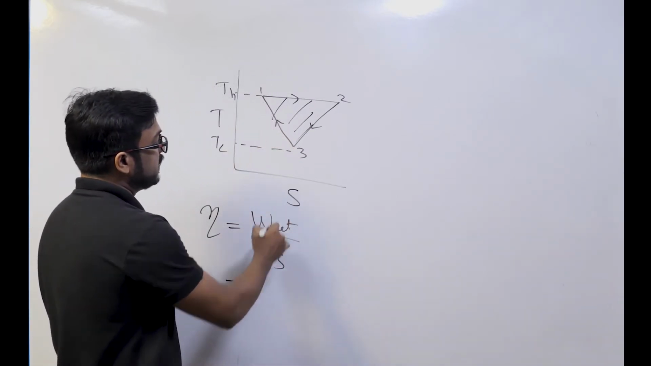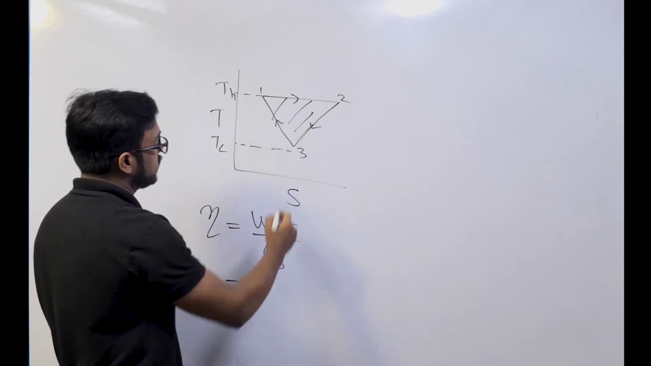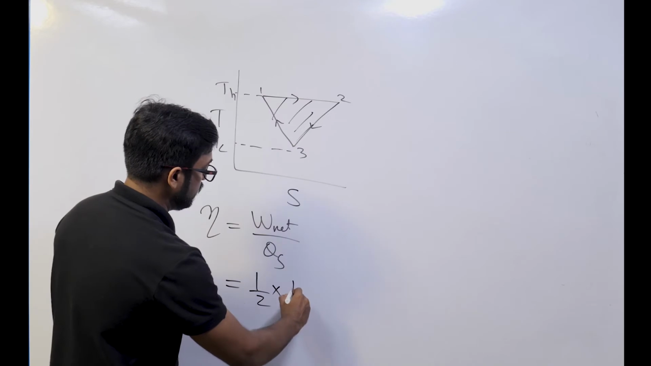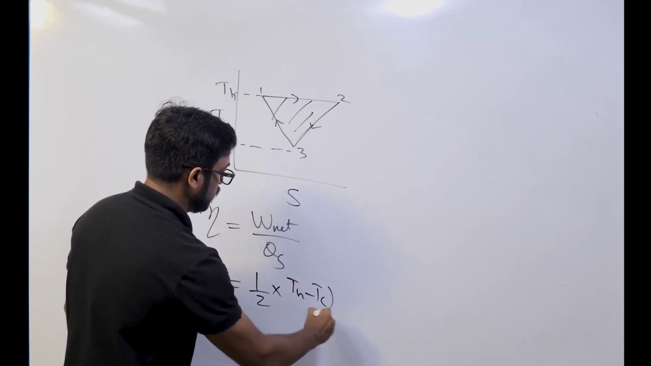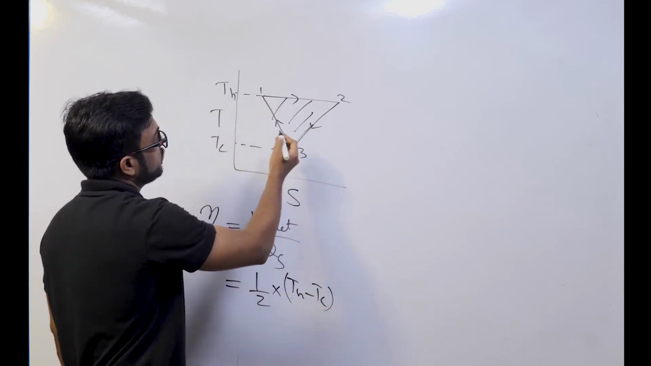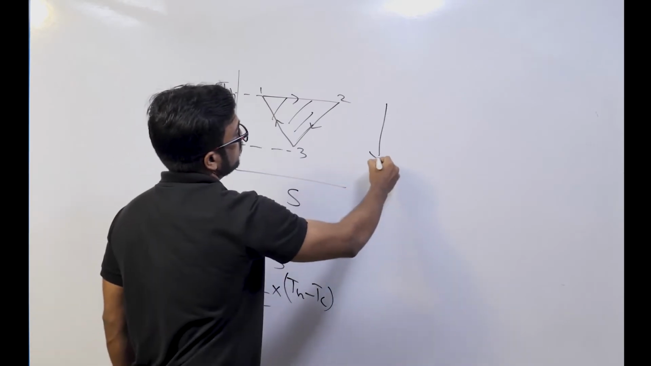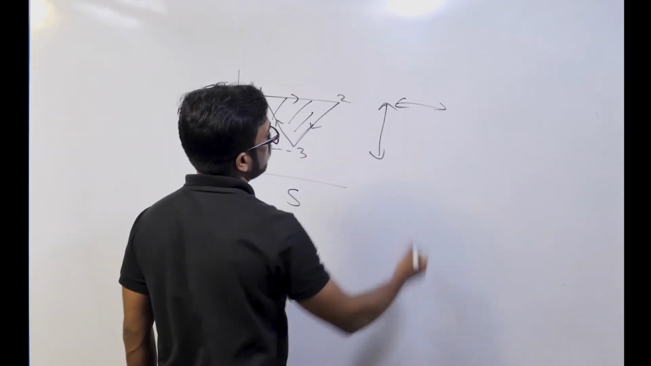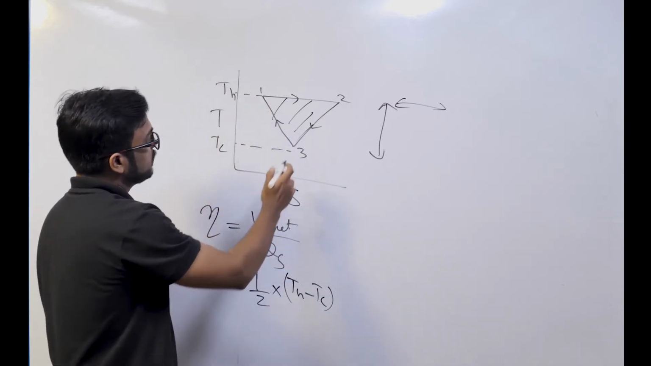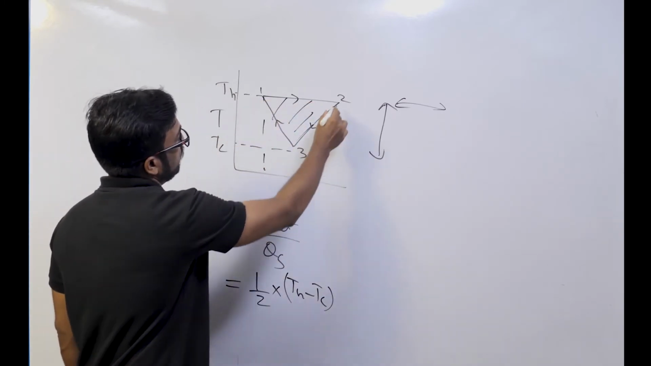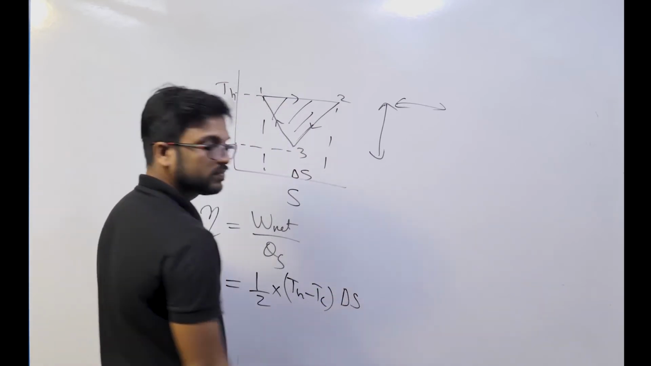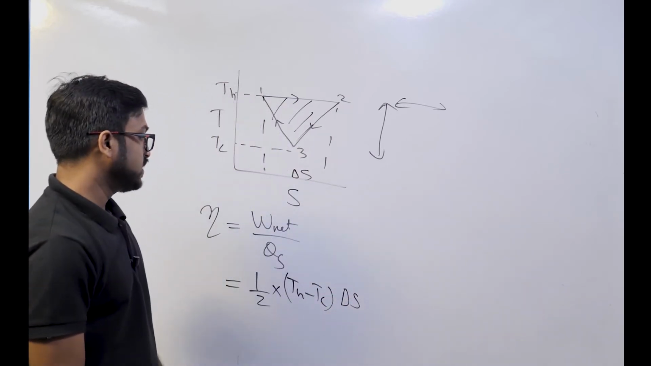So we need net work transfer, right? That is nothing but the closed area. That is nothing but the area of the triangle. That is nothing but half into TH minus TC into the base. I know TH minus TC, but what is the base? They haven't given it, so let me take it as delta S. So that is delta S. Fine. What else is required?